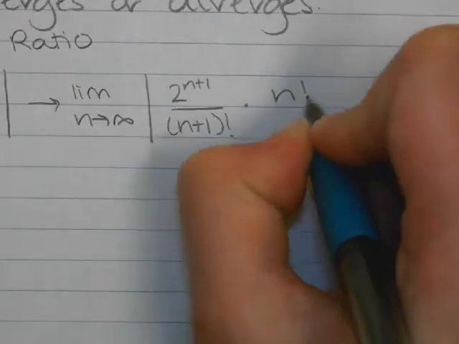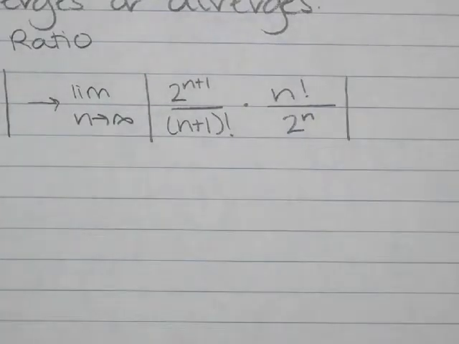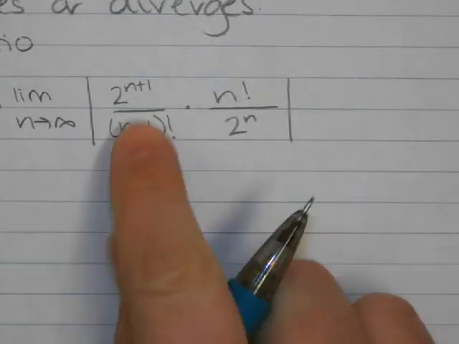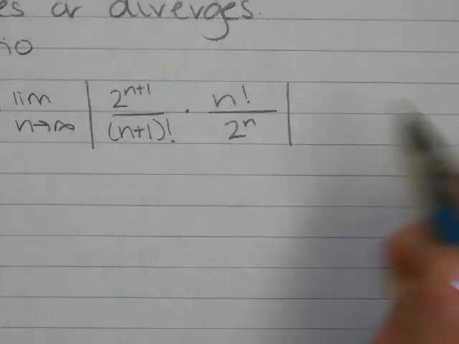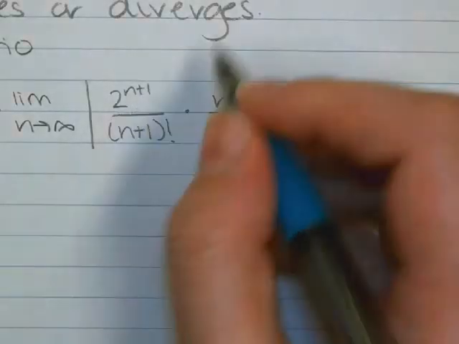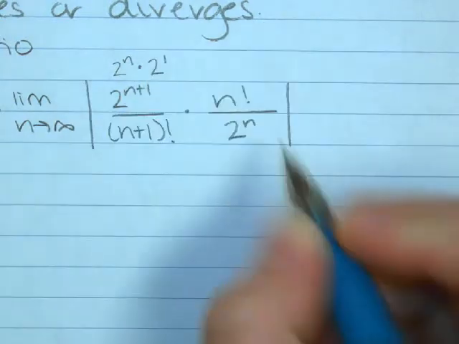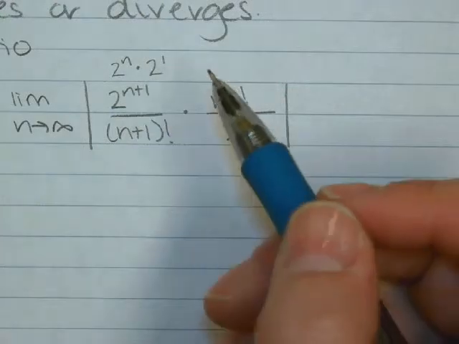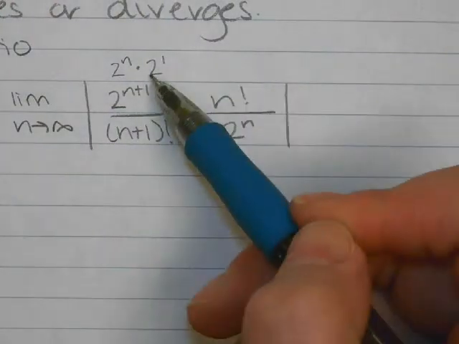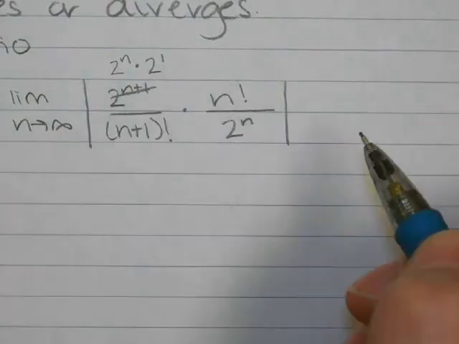Change it to a multiplication problem and flip the bottom up. All right. And then what I'm going to do now is think about the different parts that I can simplify or think of in a different way. So 2 to the n plus 1 is the same as 2 to the n multiplied by 2 to the 1. When they multiplied them together, they kept the base and added the exponents. So that's another way of thinking of that one.